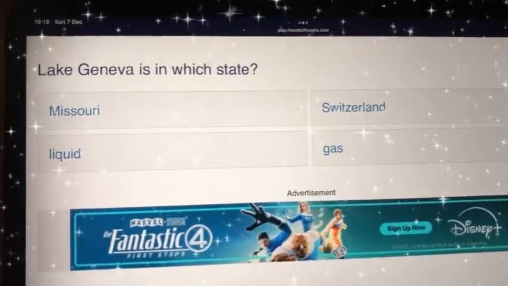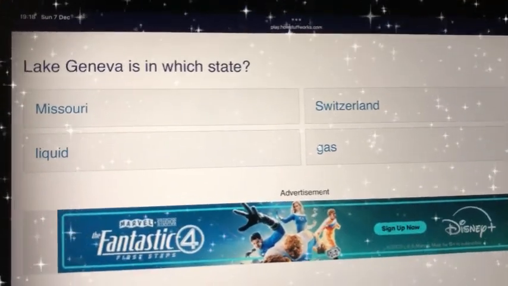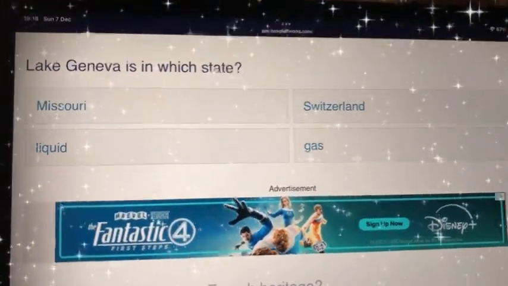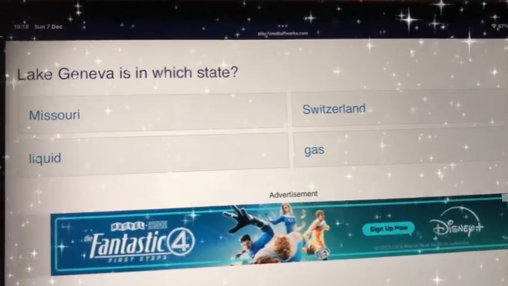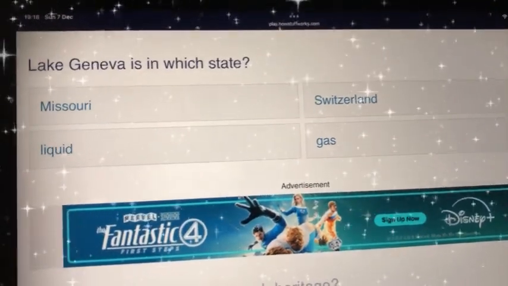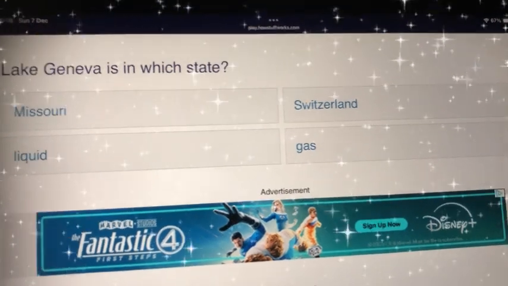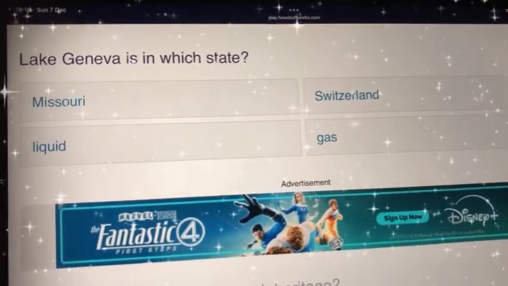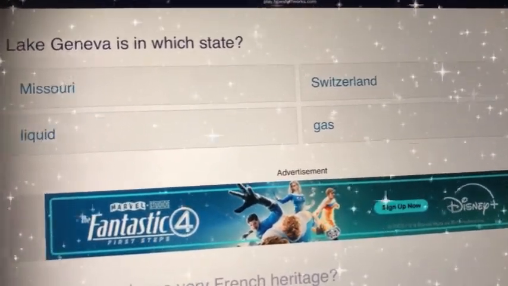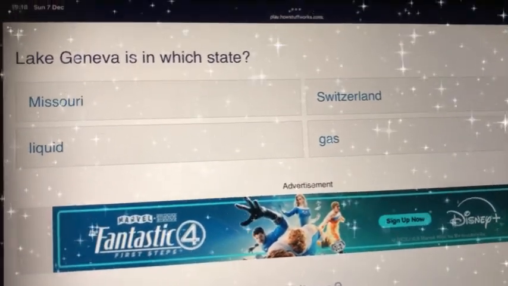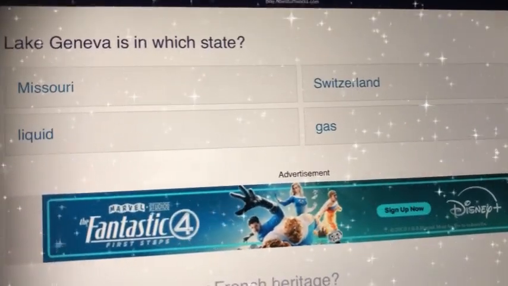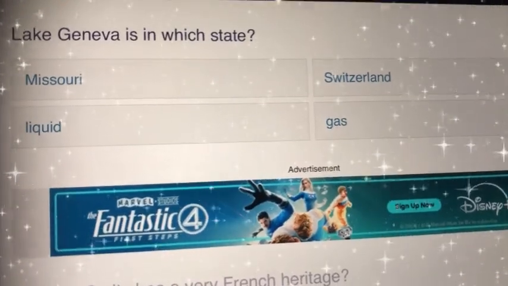Okay. Right. Lake Geneva is in which state? Lake Geneva is in which state? Now I would, right. This is a scientific question, but it's very... If you look at the word, Lake Geneva is in which state? Think of it in that term. Which state? So solid, liquid, or gas?